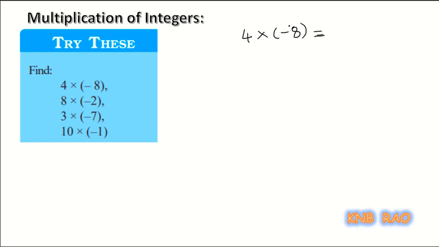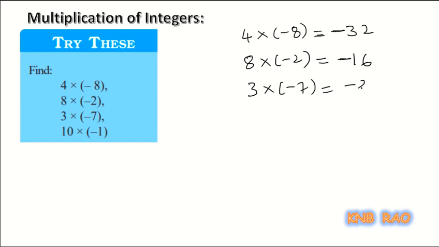So 8 when it is multiplied by 4 gives you 32. Since 8 is negative, that is, one of the multiplicands is negative, I am placing a negative sign. Similarly, when 8 is multiplied by minus 2, 8 multiplied by 2 gives you 16. Since one of the multiplicands is negative, I am placing this product as negative. Similarly, when 3 is multiplied by minus 7, the result is minus 21, and when 10 is multiplied by minus 1, the result is minus 10.